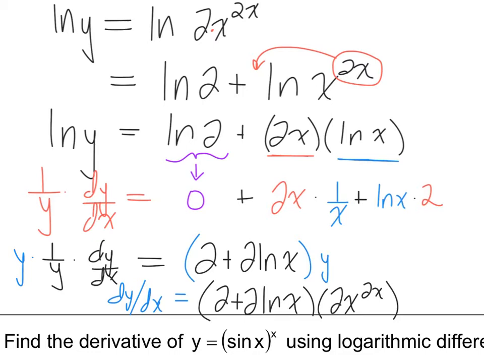So 2 plus 2 ln of x times 2x to the 2x would be our derivative. And fun fact, this is not the first question that we've done, but this is one of the few types of questions where you can't do it any other way. You have to use log differentiation. For a lot of the other problems, it's a luxury. Here it's a necessity.